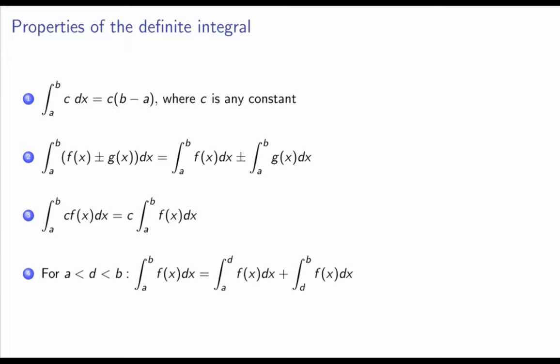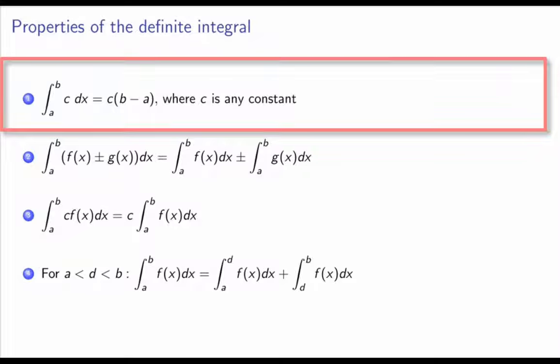Now, before I summarize, I like to discuss a few properties of definite integrals. And these properties are very similar to those of indefinite integrals, of course. So for example, number 1, integral a to b over a constant c dx. So that would be c times b minus a. Right? If you use the fundamental theorem, you can easily do this.